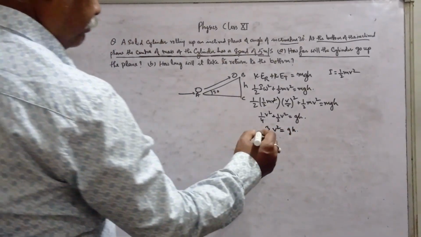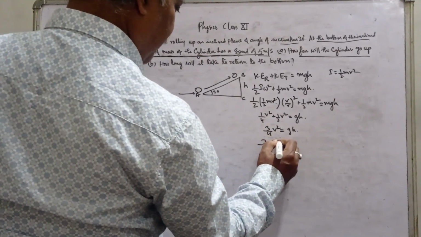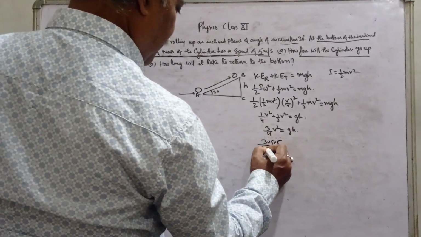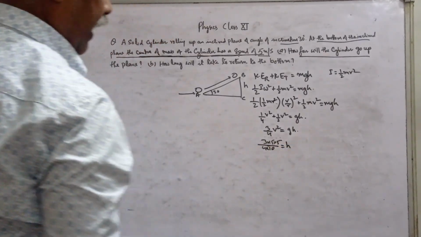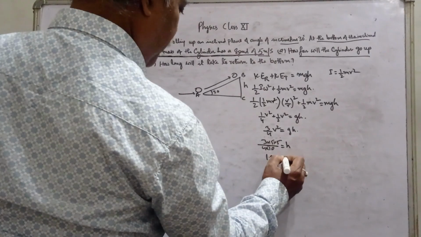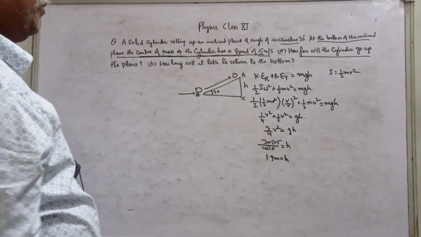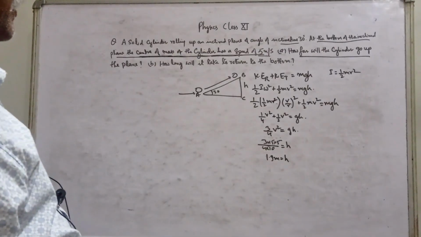So here your velocity is given, that is 5 into 5 by 10 into 10, that is equal to h. If you calculate this, you are going to get 1.9 meter. This will be your h. This is a plain question. Energy is conserved because there are two types of motion, rotational as well as translational.